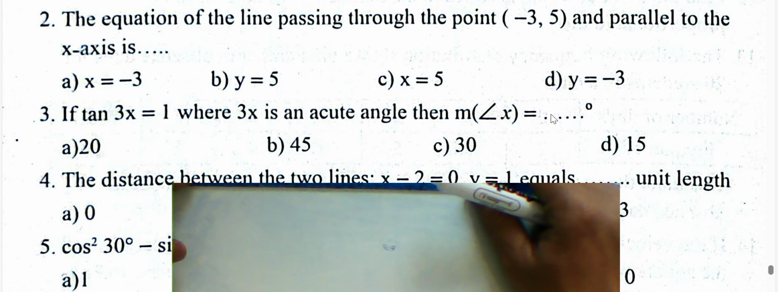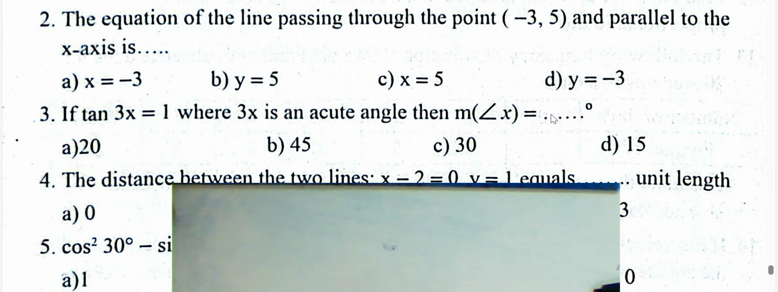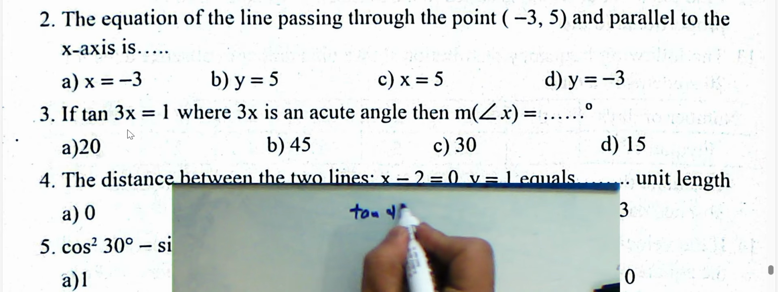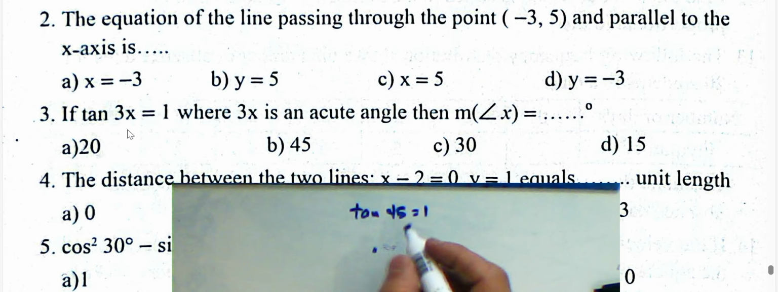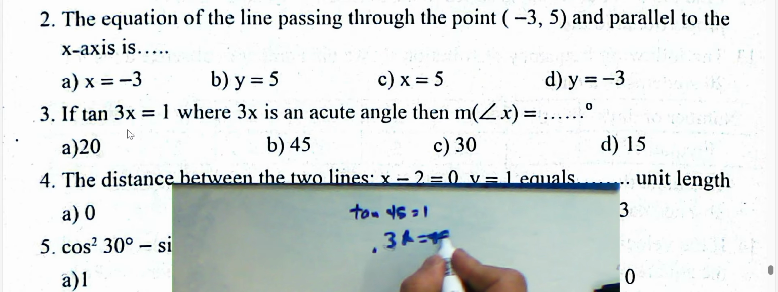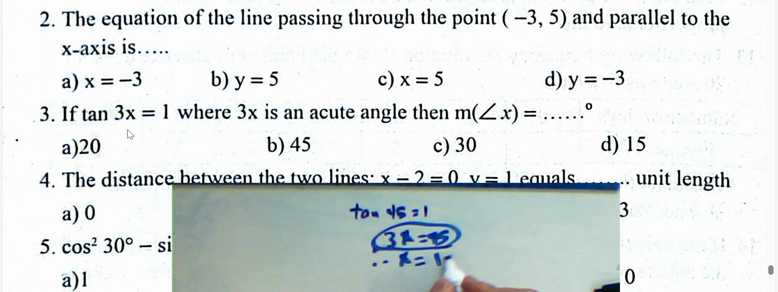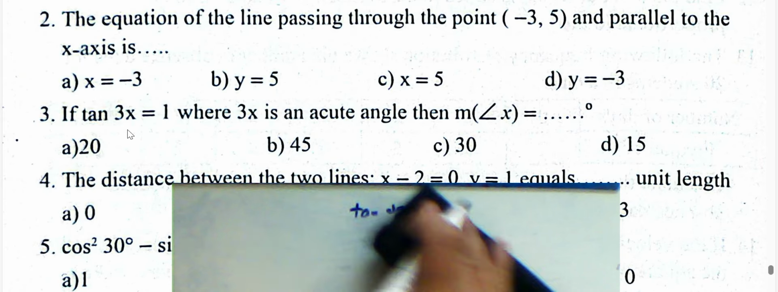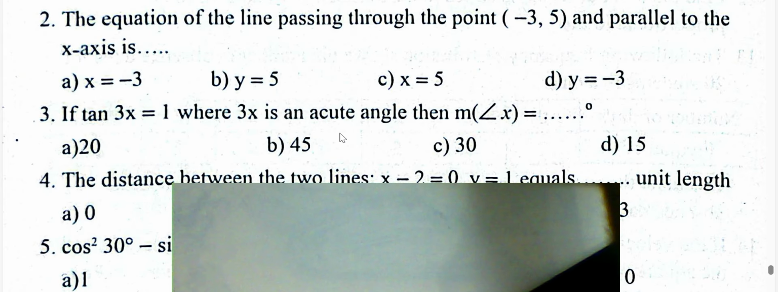If tan 3x equals 1, where 3x is an acute angle, then the measure of angle x equals... we have tan 45 equals 1. Then the angle 3x will be 45. Then we can write the value of x equals 45 divided by 3 equals 15. The answer will be 15.